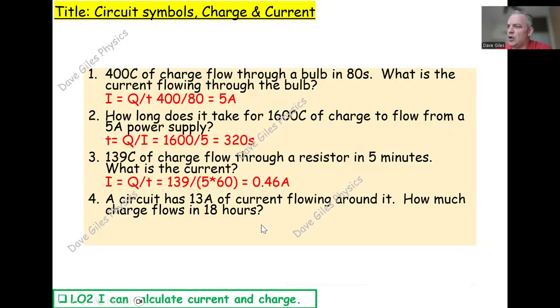And here you've got it in hours. So you've got to times it by 60 to get it into minutes, and 60 again to get it into hours, or times it by 3,600. And you get 842,400 coulombs for that one.